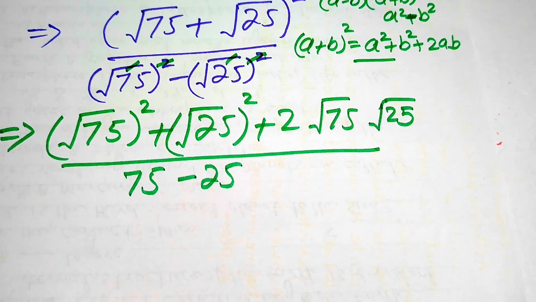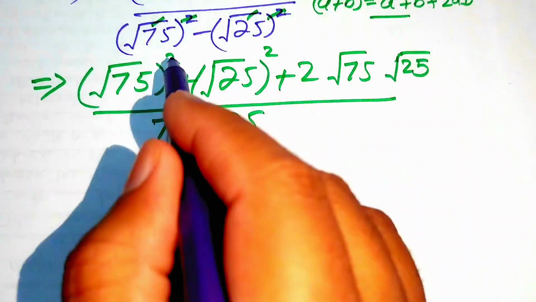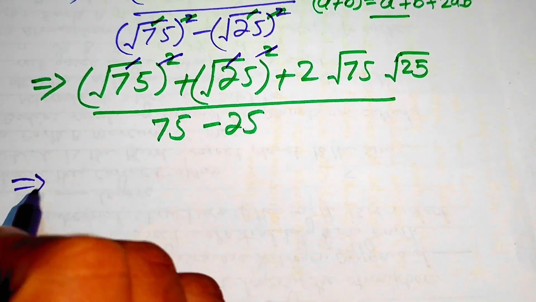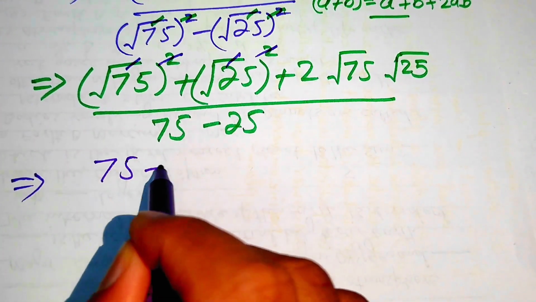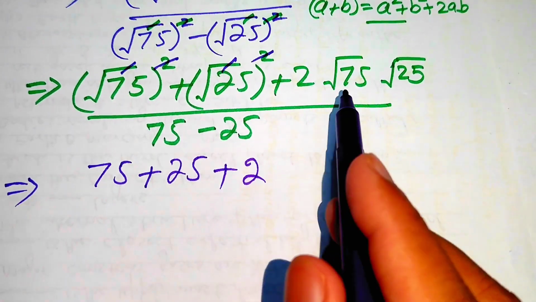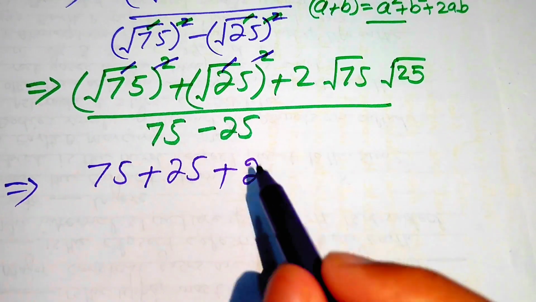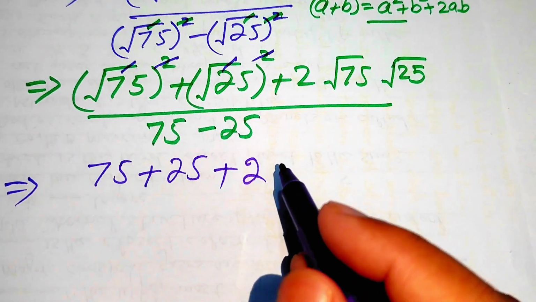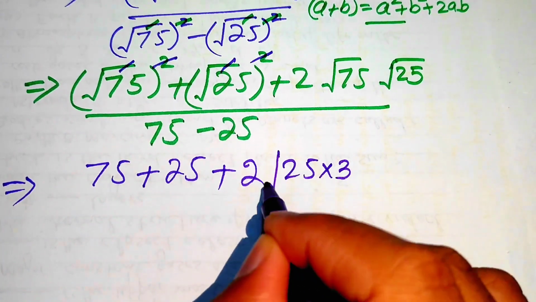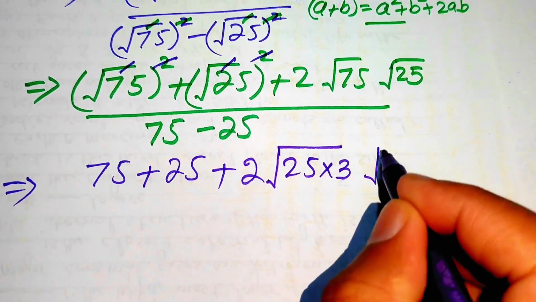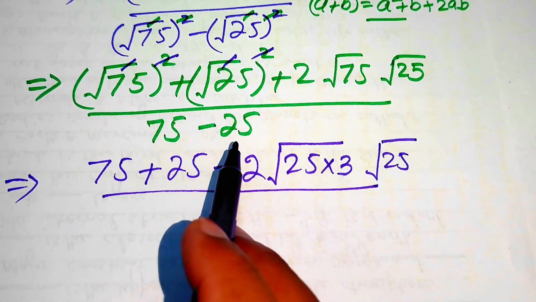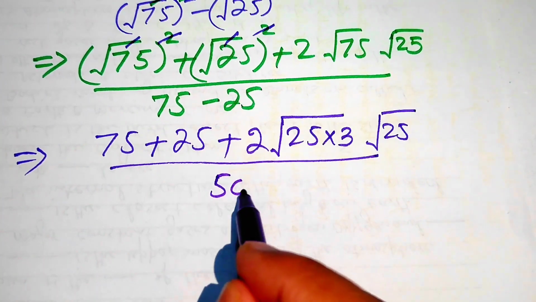In the next step we again simplify the terms. We see that the square and square root are gone, and we obtain here 75 plus 25 plus 2 times √75, and we write the 75 as 25 multiplied by 3. We know that 25 times 3 equals 75, and we have √25. This whole is divided by 75 minus 25, which is equal to 50.